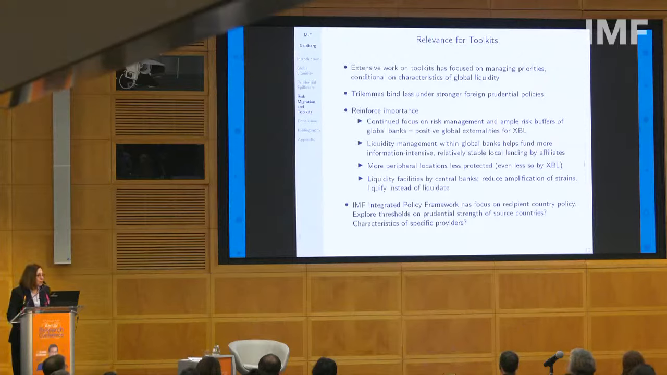It also emphasizes additional considerations, as the IMF integrated policy framework has a focus on recipient country policy. So two questions here are whether the framework can explore introducing thresholds on the prudential strength of source countries, or something around the characteristics of specific types of global liquidity providers.